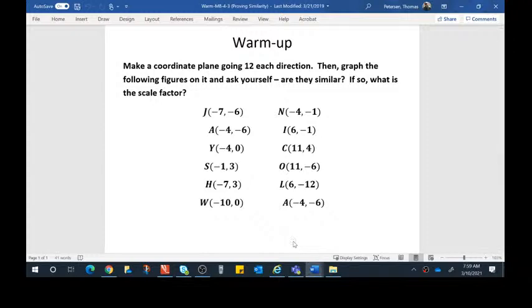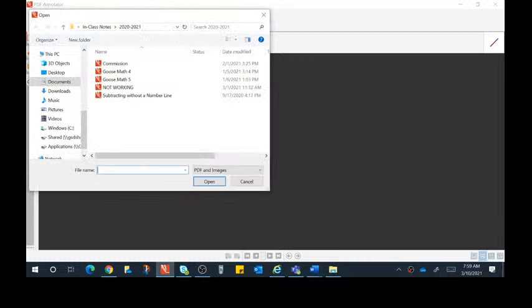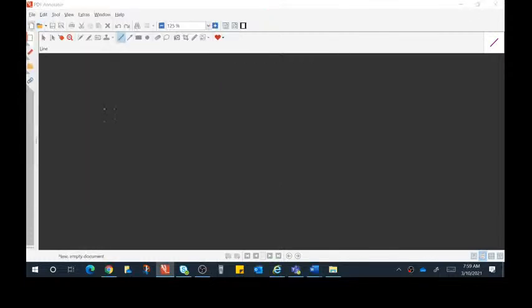Here's our warm-up today. I want you to make a coordinate plane going 12 in each direction and graph those figures onto it and ask yourself, are they similar? If so, what is the scale factor? You might not need to pause because I actually have to do this with you. So, here we go.